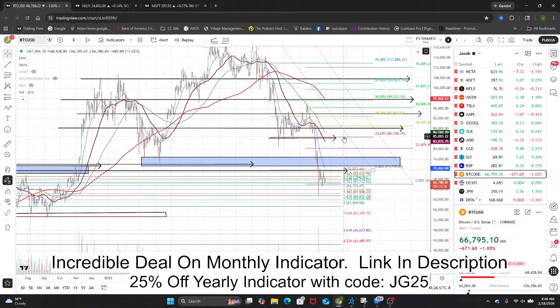But right now, Bitcoin is struggling and continues to struggle day to day. At the minimum, it's got to get above 71, whatever this high is right here, 71.8 or so. Let's call it 72,000.